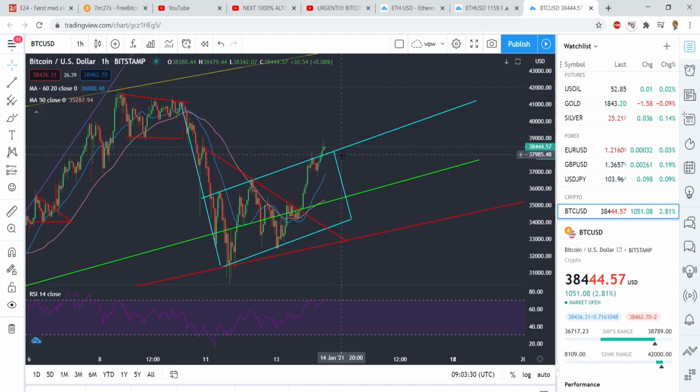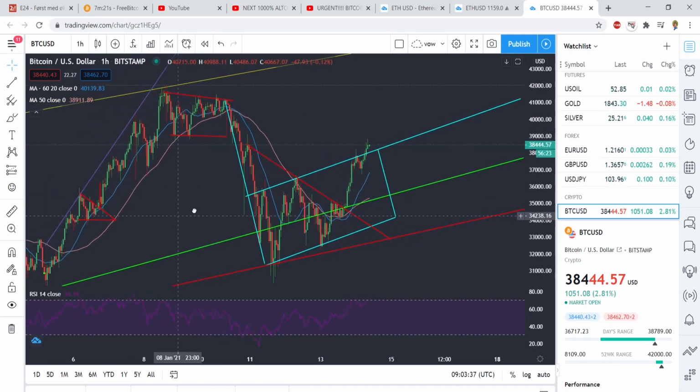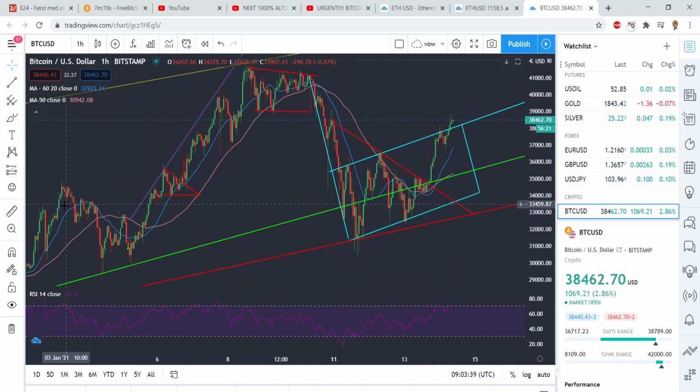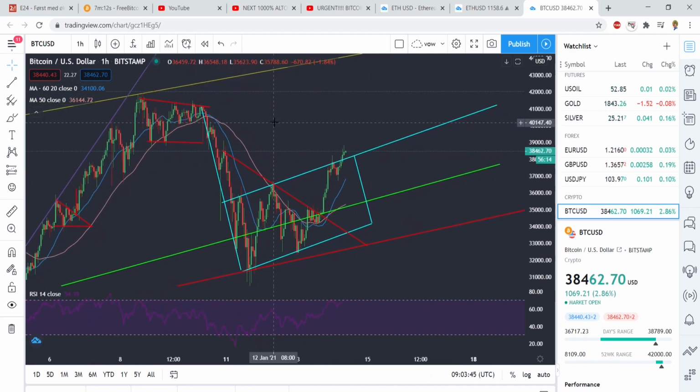I would expect us to go down to retest this line here. But I think the head and shoulders pattern that many people were talking about, that did not happen. So we're out of the woods for that scenario. So I don't think we're going to see 20K this time. We might go up here.